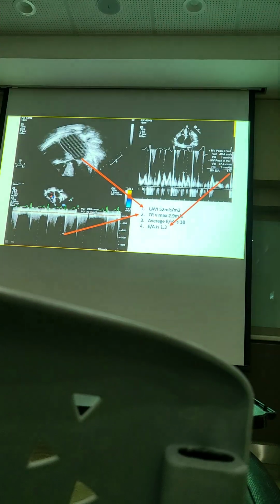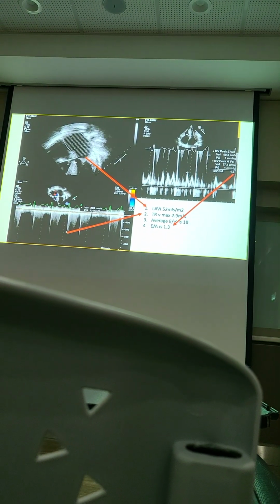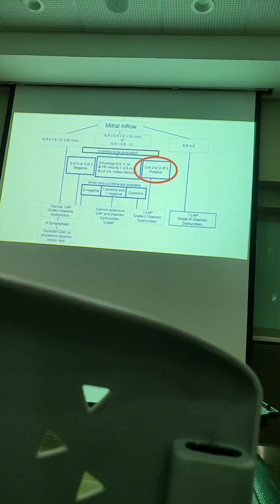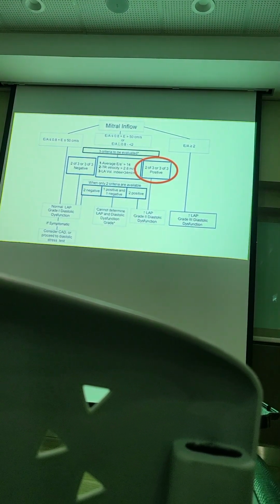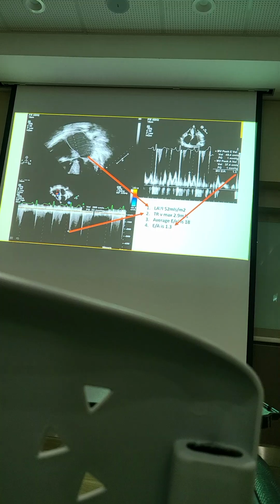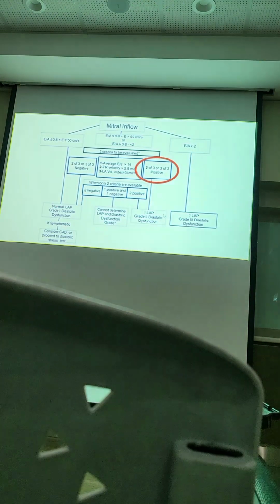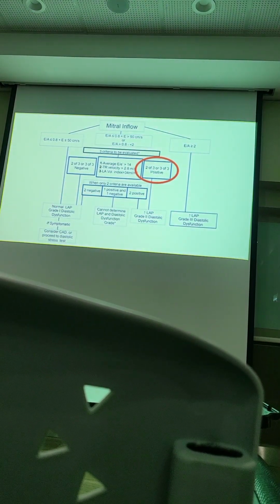So tadi they wrote here the EA ratio is 1.3. So kita ikut yang jalan yang tengah. So tadi semua negatif, tadi semua positif, right? 3 positif. So kita pergilah dekat the ni. 3 of 3 positive. So this patient memang ada grade 2 diastolic dysfunction.